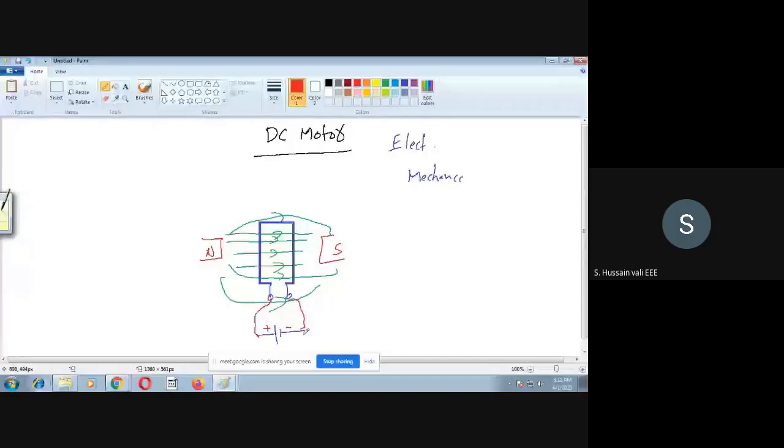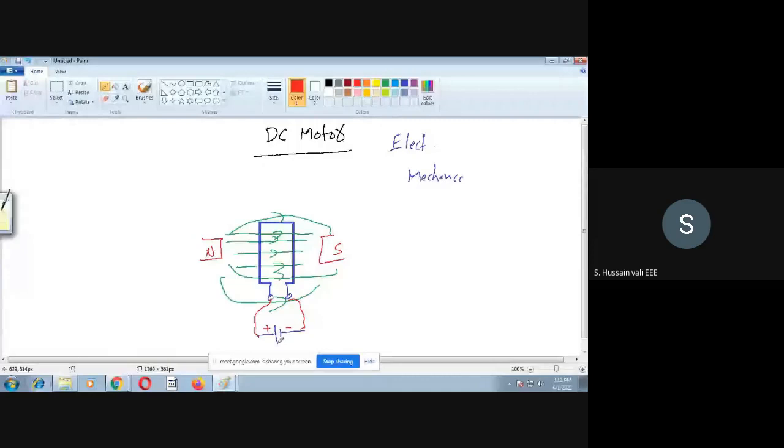Why am I connecting the battery this time? Because this is the motor, not the generator. So this part remains the same: north pole, south pole, and the coil remain the same. The only difference is that in case of a generator you give the mechanical energy, whereas in case of the DC motor you give the electrical energy as the input. So I'm giving the electrical energy as the input here.